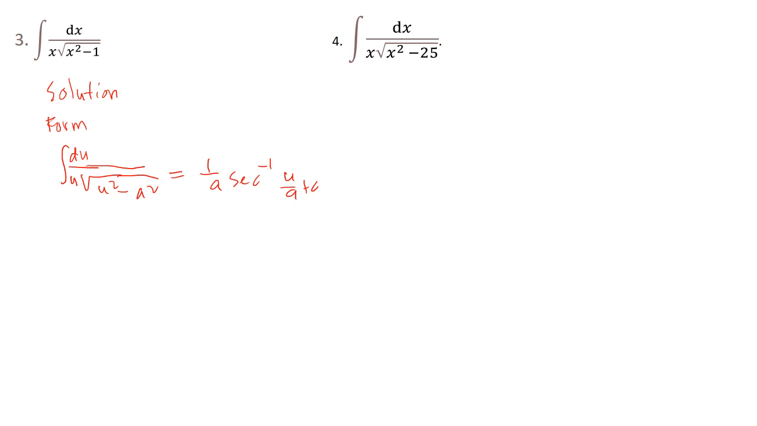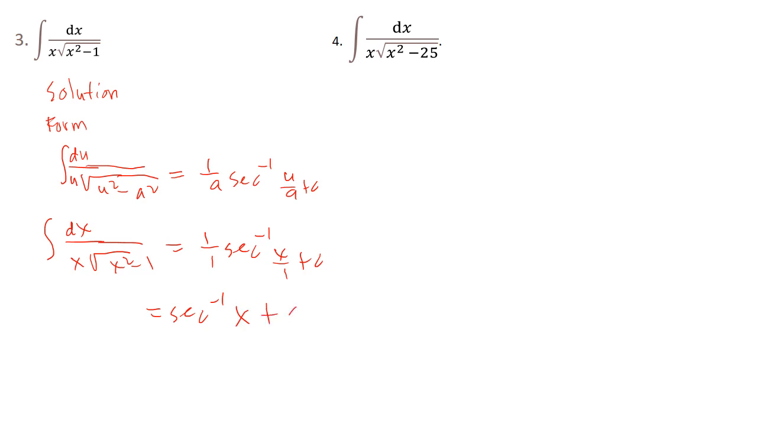So substitute: integral of dx over x square root of x squared minus 1 is equivalent to 1 over 1 arc secant x over 1 plus c, or simply arc secant x plus c.